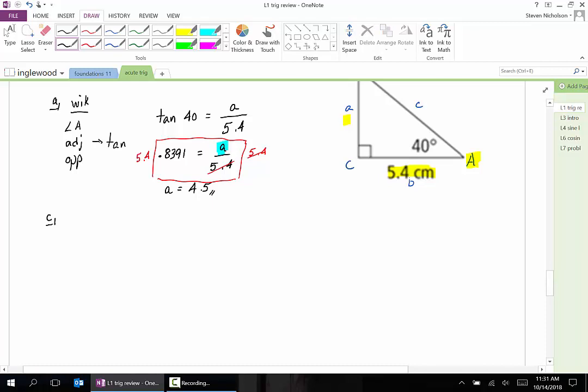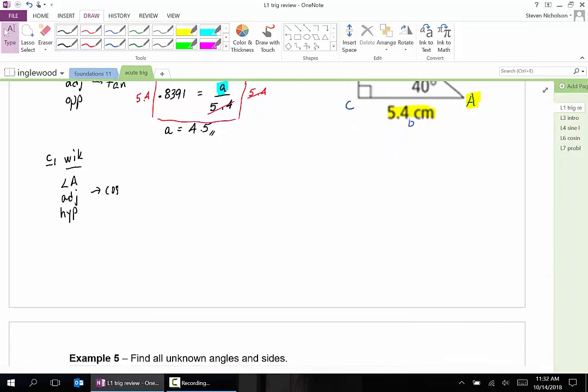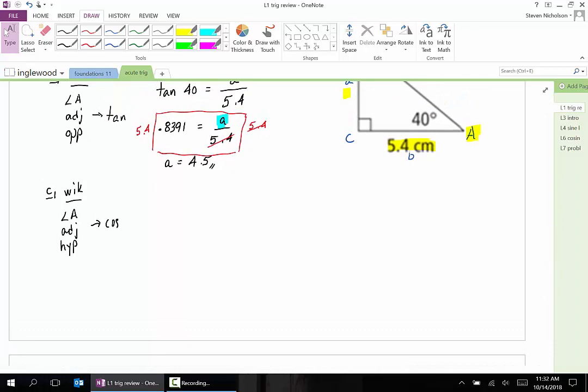So now we have to find side C, and we go through the same idea. What do I know? Well, I know angle A, I know the adjacent side, and little c is the hypotenuse, and that should point out the cosine ratio. So given that we have these 2 pieces of information relative to our angle, we're going to use our cosine ratio. So we have the cosine of our angle, 40 degrees, is equal to the adjacent side over the hypotenuse. So here's an example of the other kind of equation we have to be able to solve, where the unknown is on the bottom.